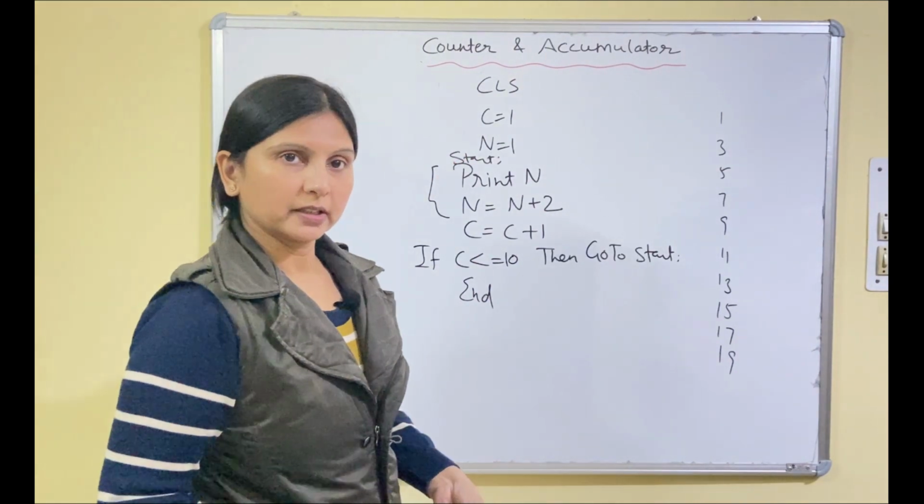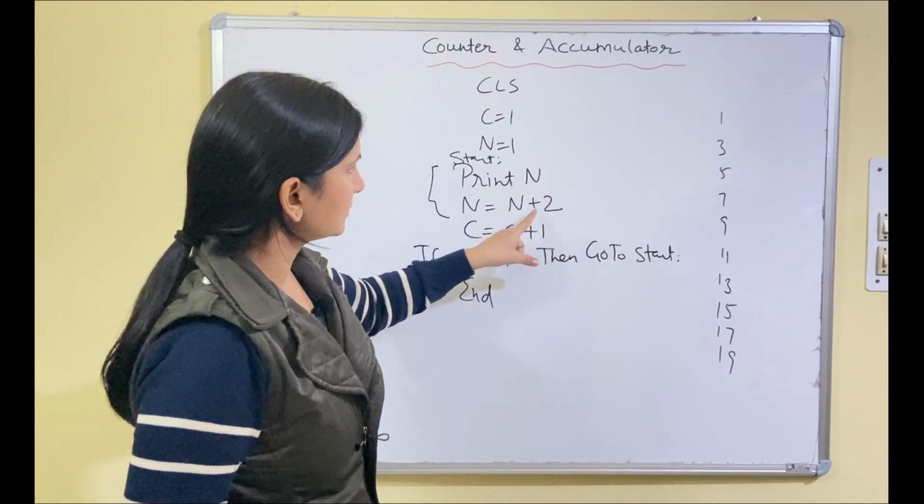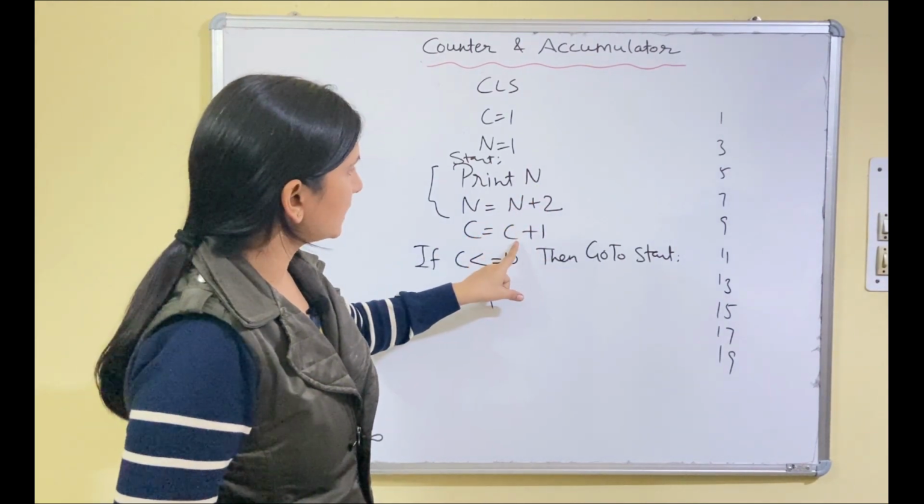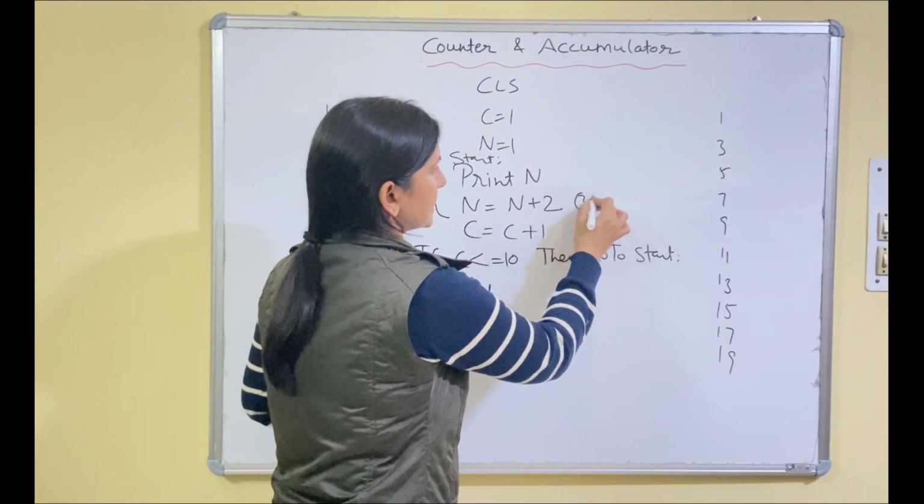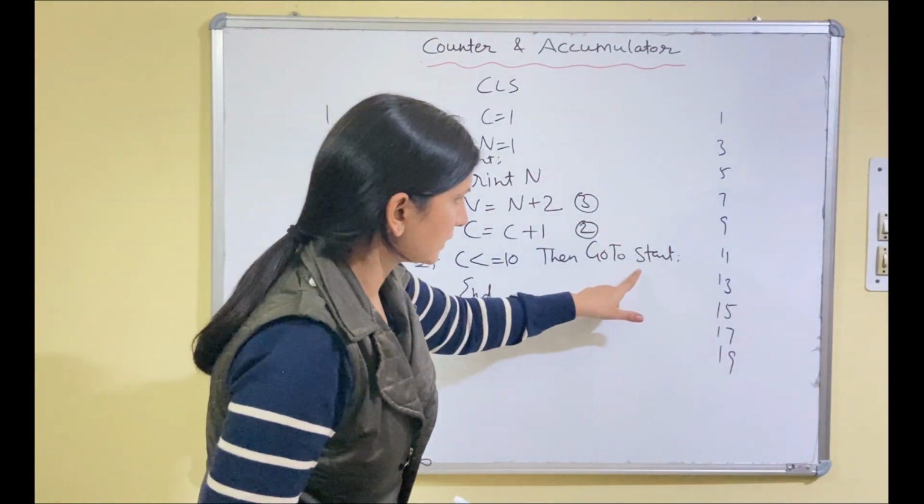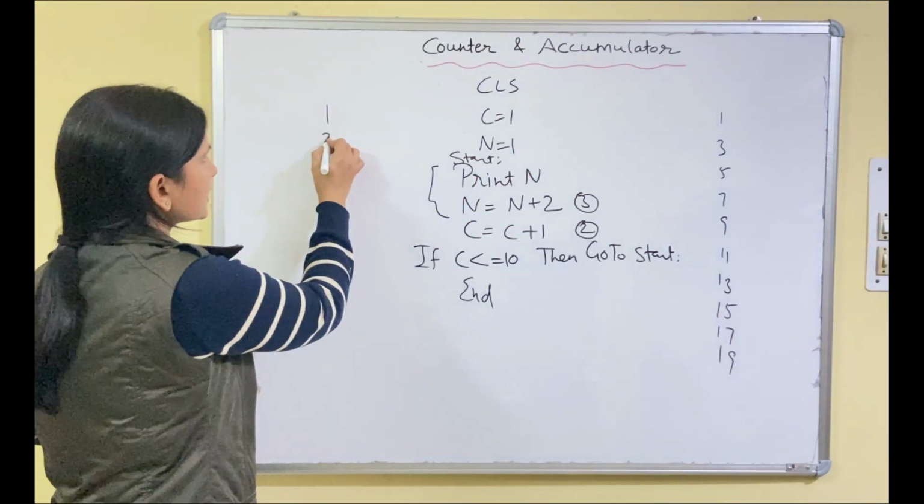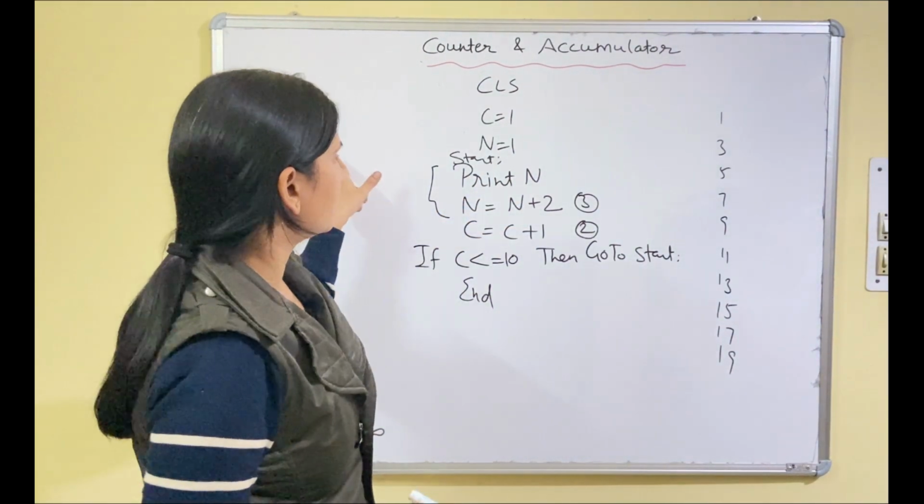I hope the working of this program is clear. C1, N1, print 1. Now N has become 3 and C has become 2. Condition will be checked, 2 less than equals to 10, then go to start. Okay, again it will come here, print N. N was 3. Fine. So 3 will be displayed.